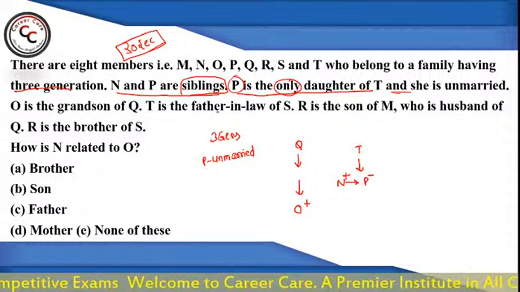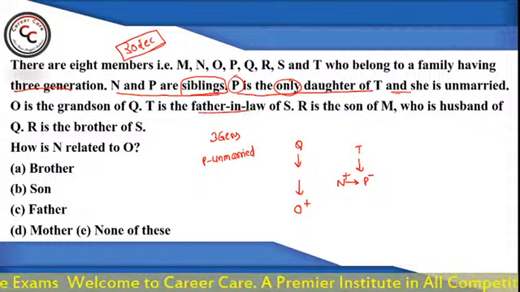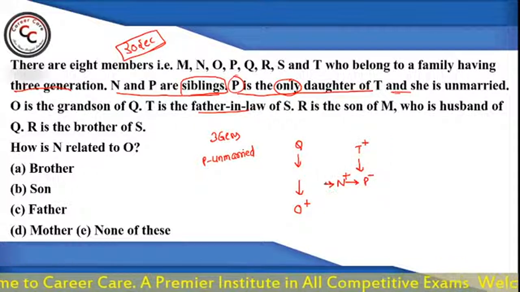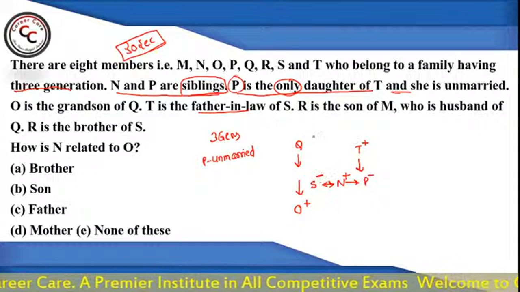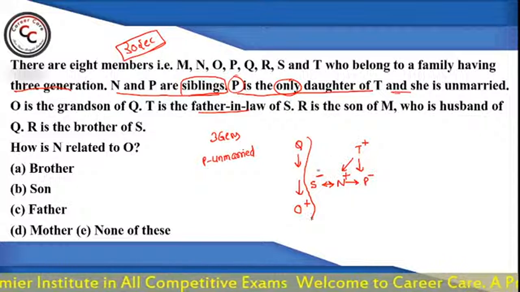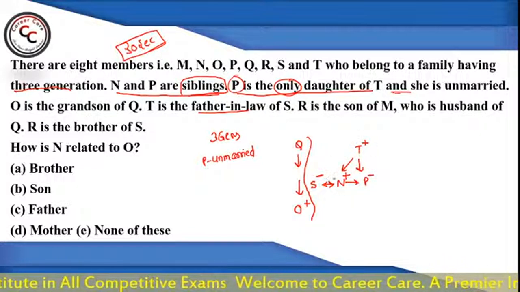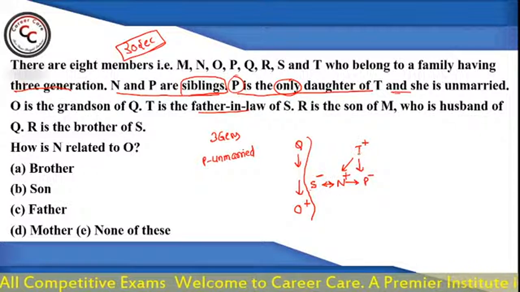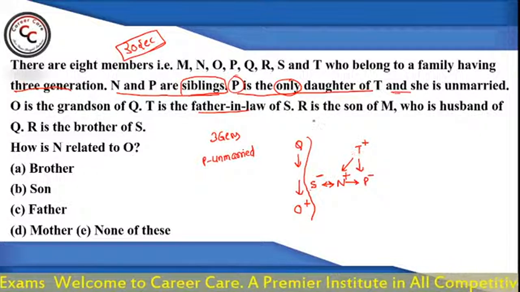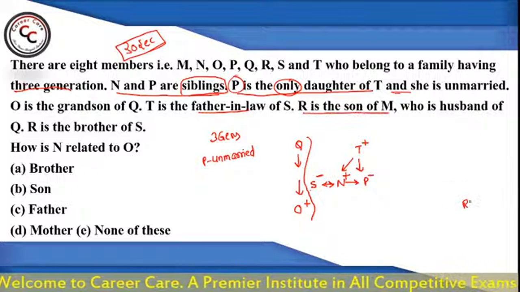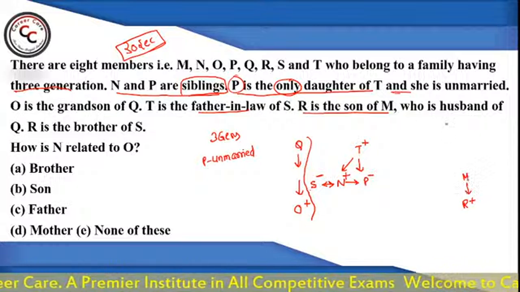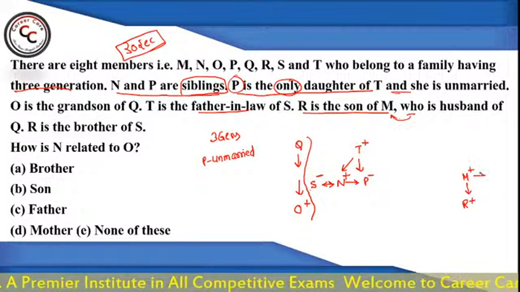Then T is father-in-law of S. Father-in-law means male. As P is unmarried, N and S will be a married couple, provided S is the wife of N. Why? Because father-in-law means partner's father. So S's husband is N and N's father is T. So T is father-in-law of S. Then R is son of M, who is husband of Q. So M is husband of Q, provided M and Q are a married couple.